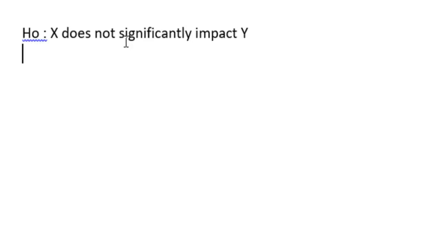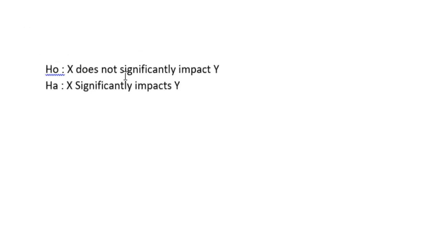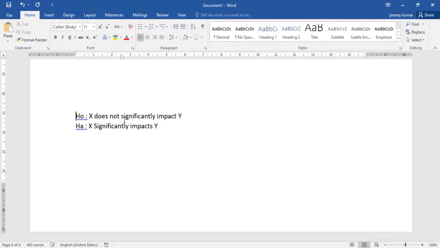Null hypothesis in the regression test will say X does not significantly impact my project Y. Alternate will say X significantly impacts my project Y. So this is my step 1.